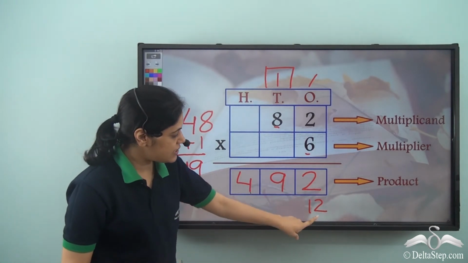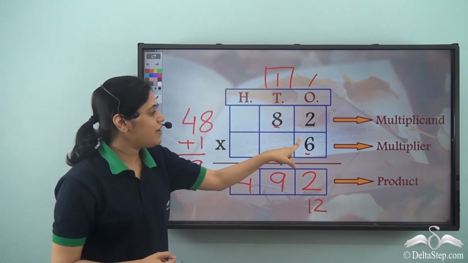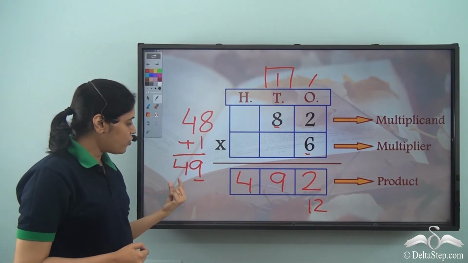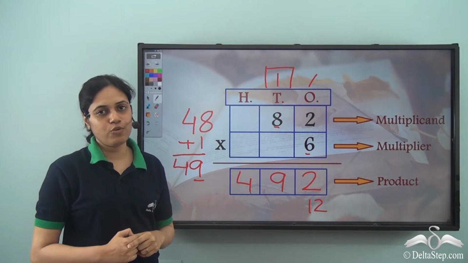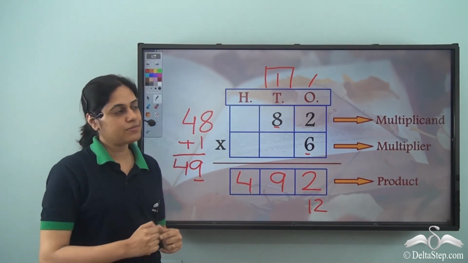So in this case, we first carried over this one here. Then we added it to 6 into 8, which is 48. And we wrote 4 and 9 in their respective rooms. So 492 is the answer.